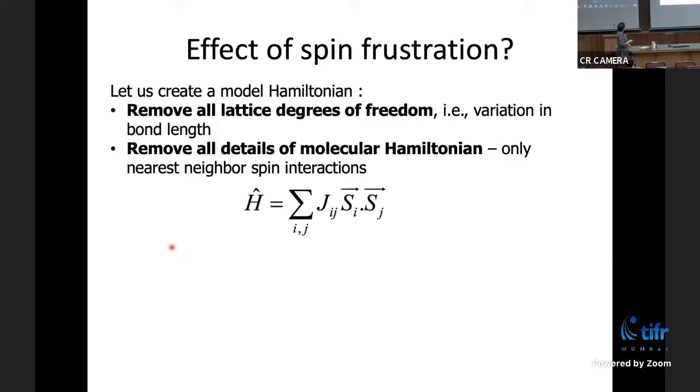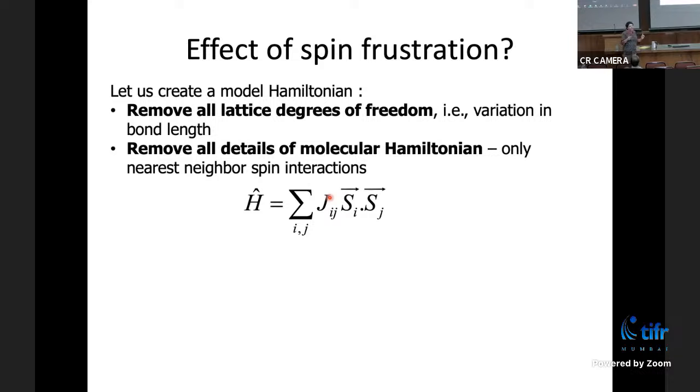So for that, first thing we did was we removed all the lattice degrees of freedom, which basically means the bond length deformations that were there. We removed them. It's like all bonds are the same for us. And we also removed most of the molecular Hamiltonian details. So we have only a nearest neighbor Hamiltonian with a single J. And this J is antiferromagnetically coupled, which basically means that if you have spins next to each other, they like to be antiferromagnetic. That's the only thing that I have kept in. Everything else I have thrown out.